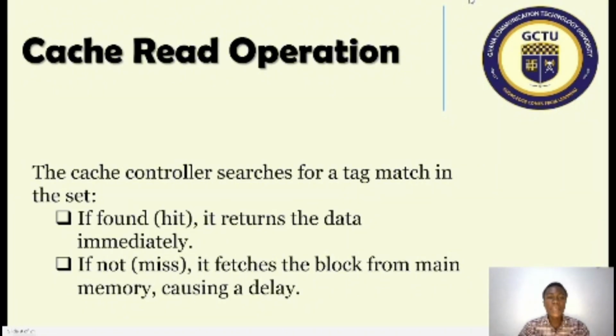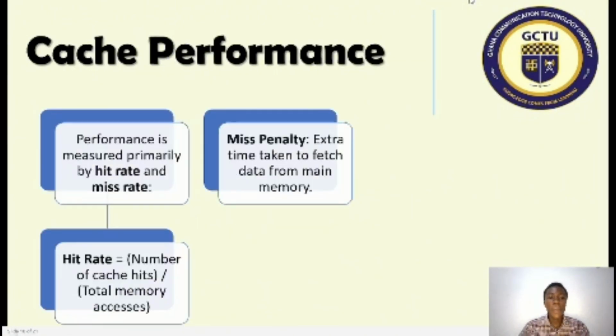Moving on to our next subtopic, which is the cache performance. The performance is measured primarily by hit rate and miss rate. The cache performance tells us how the cache is helping the CPU work faster. It is measured by how many times the CPU finds data in the cache, and the rate at which it does this is called the hit rate.